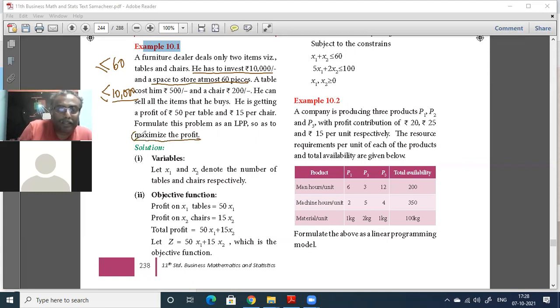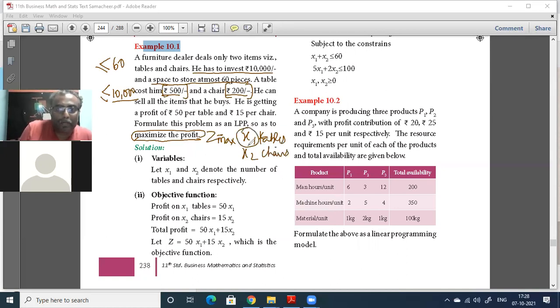What they are asking is Z is equal to, you must maximize the profit. How do you get the profit? A table costs him 500 rupees, a chair costs him 200 rupees. Now what you have to do is decide how many tables and how many chairs we have to sell. These are all constraints. How many tables and how many chairs can you sell in order to get the maximum profit? So let us keep the number of tables you can sell as x1 and the number of chairs you can sell as x2.